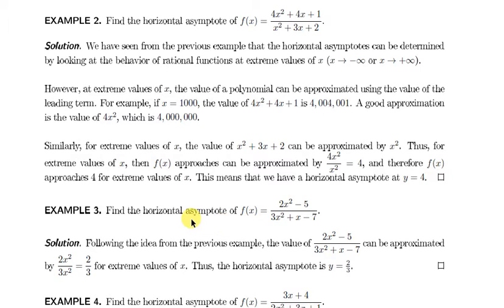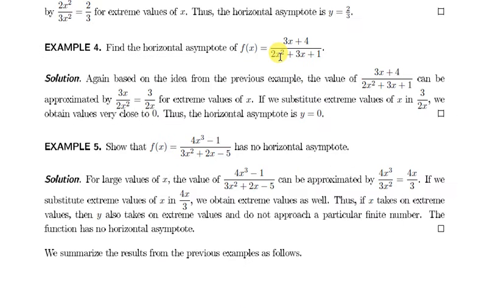Okay. Then another one is find the horizontal asymptote of this function. So the same, pareho sila ng degree sa x. This one is degree 2, degree 2. So it means that the horizontal asymptote is 2 over 3. So that is y equals 2 over 3.